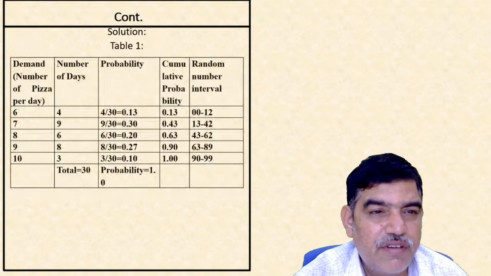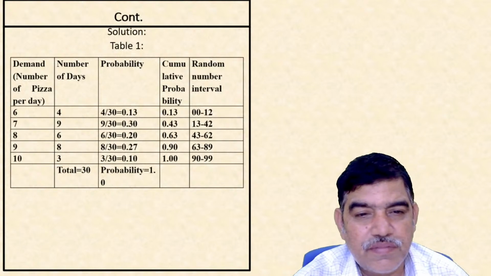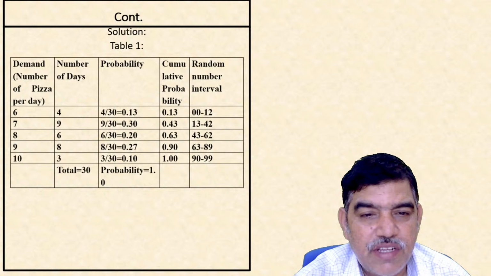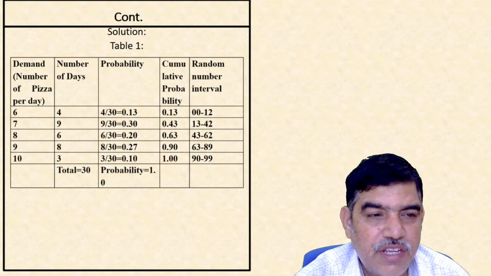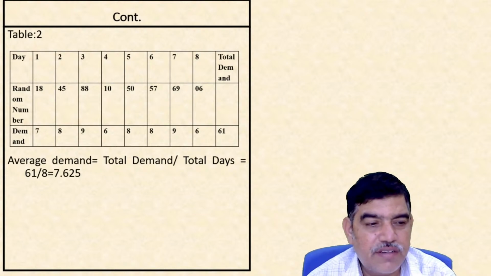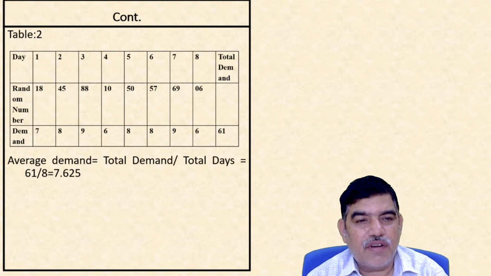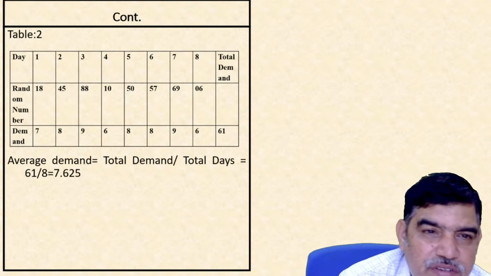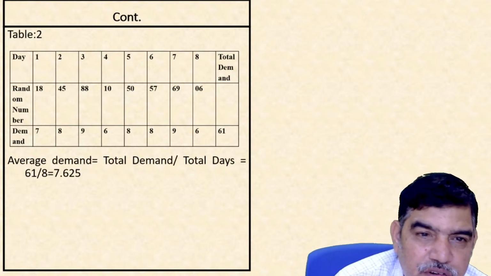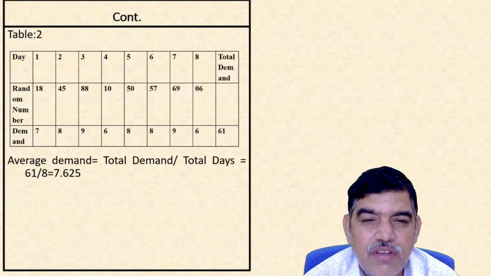For 45, here the interval is 43 up to 62, that is 0.63. What is the demand? Demand is 8. Similarly, if we calculate, the demand for 88 is 9, for 10 equals 6, for 50 equal to 8, for 57 equal to 8, for 69 equal to 9, and 06 is 6.